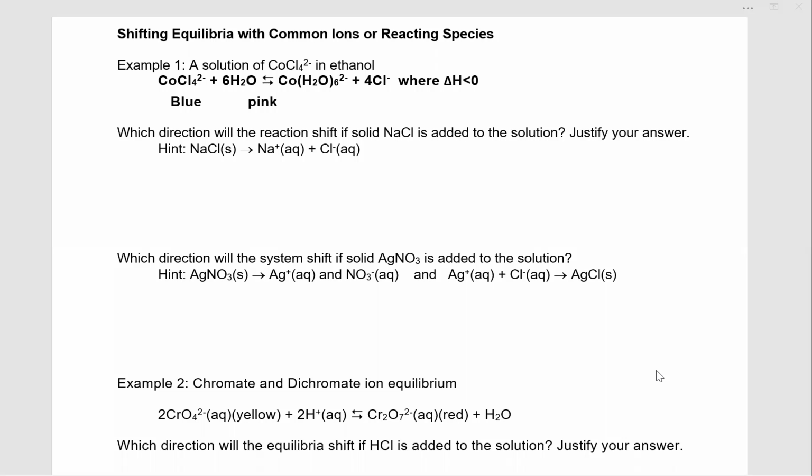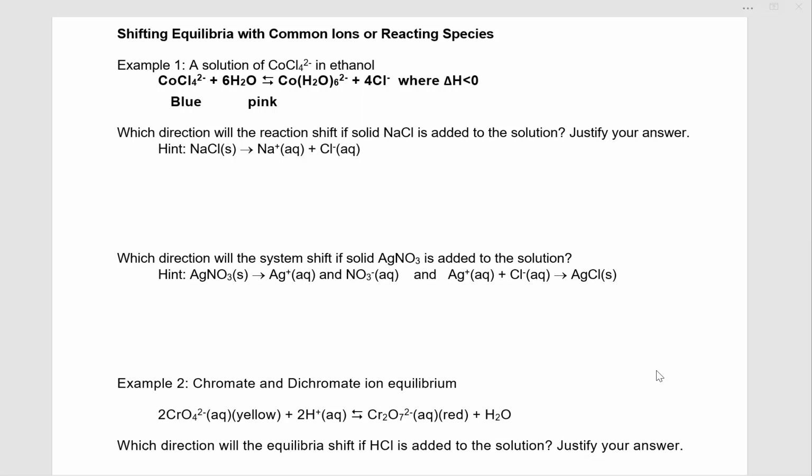We're going to look at shifting equilibria with common ions or reacting species. Yesterday, we looked at shifting equilibria by either deliberately adding or removing reactants or products, or we changed the temperature, or we changed the container size, which affected products or reactants in the gas phase. Today, what we're going to look at is a little more subtle.